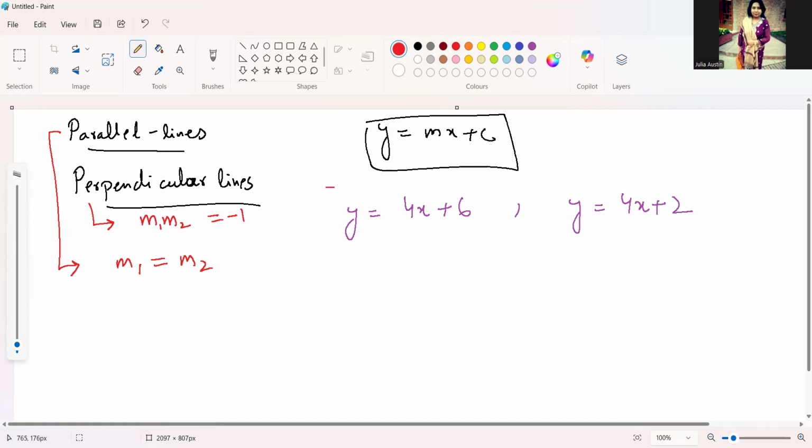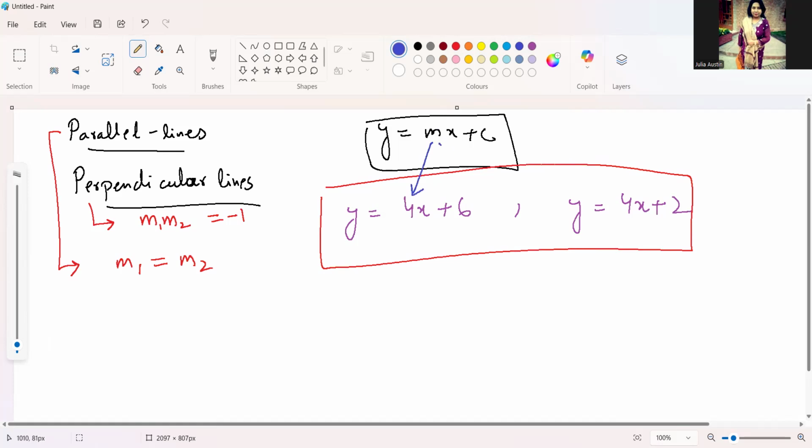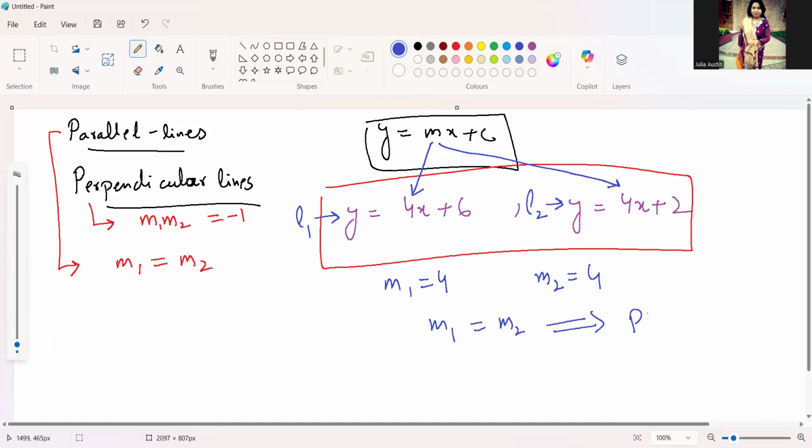Now, for instance, I have these two equations. I can easily compare this with the equation of a line. So I can see the gradient is 4, and I can also see from here the gradient is 4. If I say this is line 1 and this is line 2, I can easily say that the gradient of line 1 is 4 and the gradient of line 2 is 4. Since the gradient m1 is equal to m2, these lines are parallel.